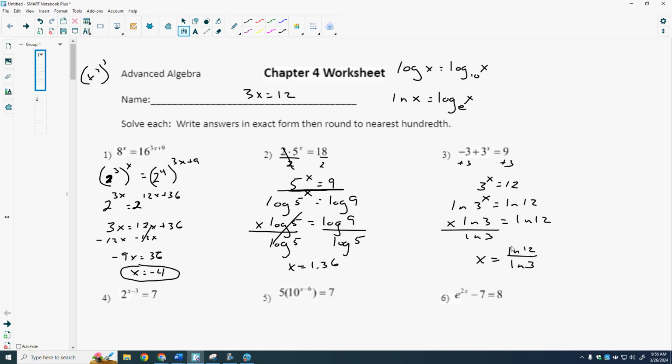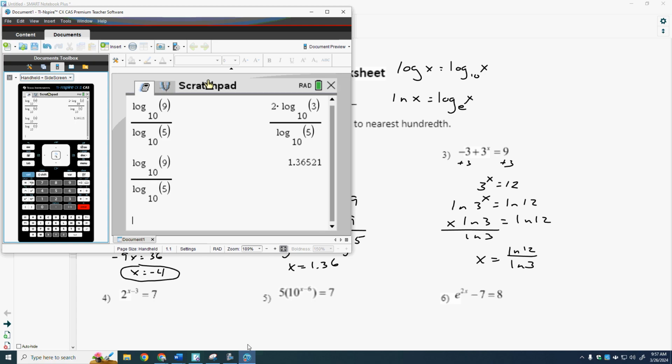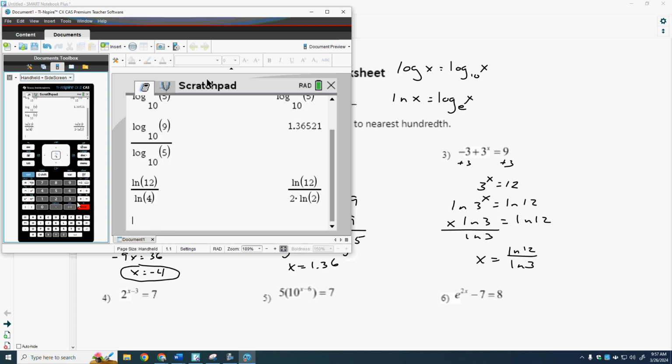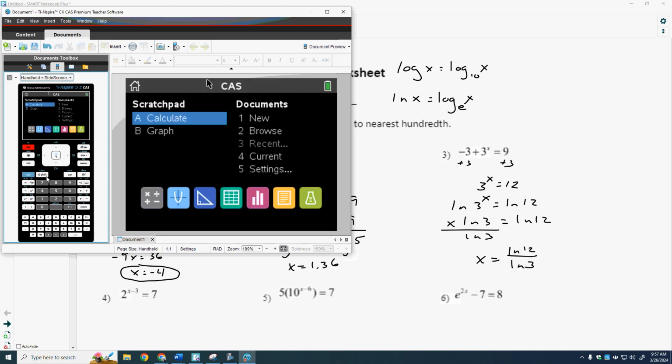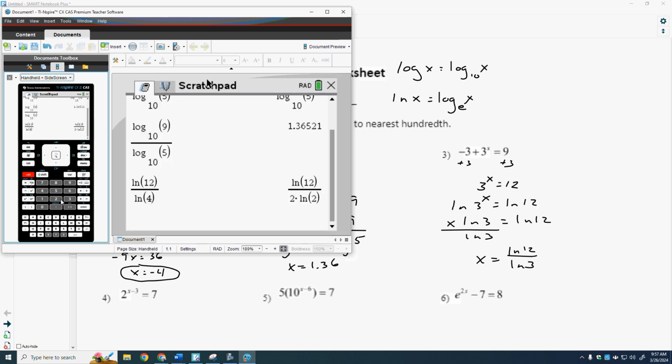That is not the natural log of 4. Actually type in the log of 12 divided by the log of 3. And I want to show you, just because I think you need to see it, the natural log of 12 divided by the natural log of 4 is equal to that value. Let me get an exact value.